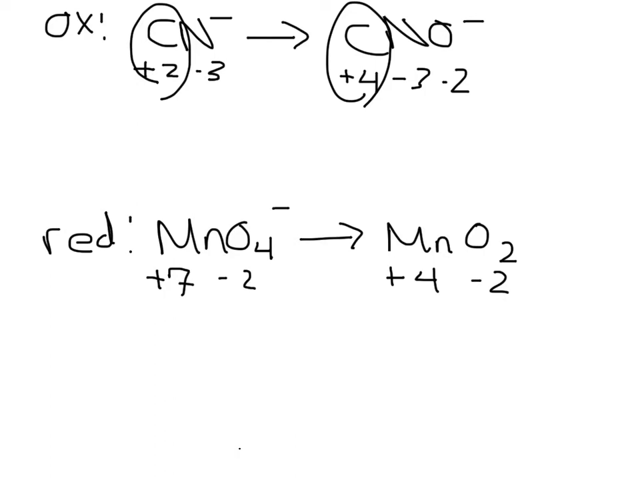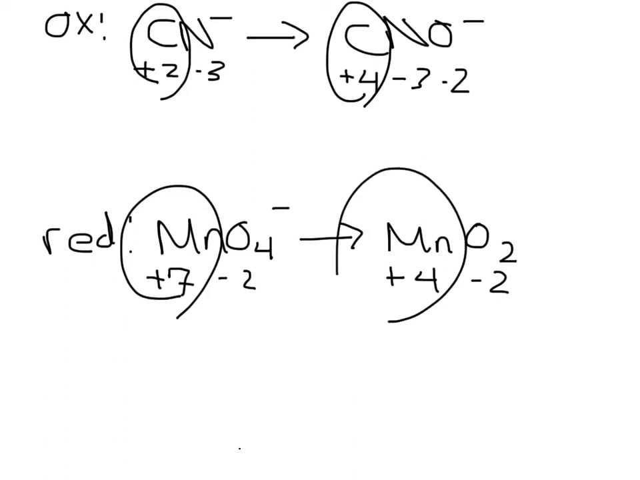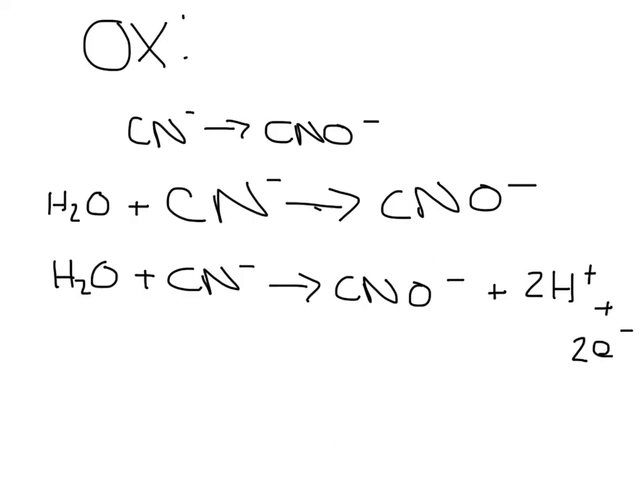My reduction half reaction is going to have to deal with the permanganate ion, because manganese goes from a positive 7 and then becomes less positive, a positive 4. So in this case, I'm gaining electrons, so manganese has to be my reduction half reaction. But to make sure that I write each half reaction correctly and balanced, I want to do each one individually by following the rules that we did earlier. So let's start off with the oxidation half reaction.